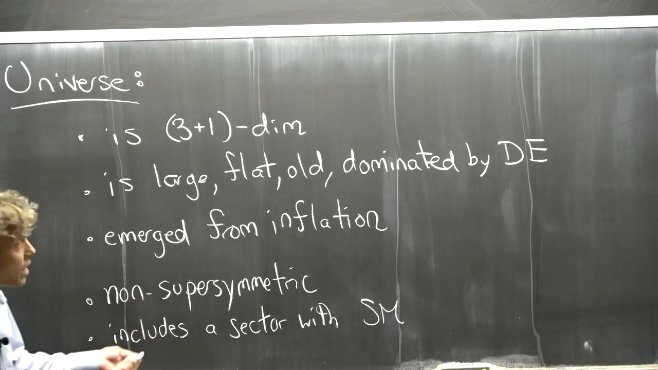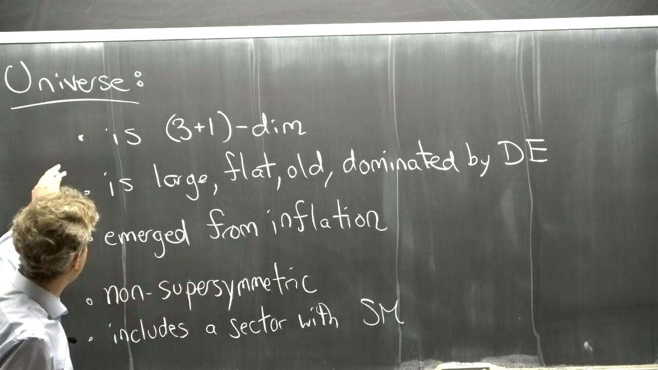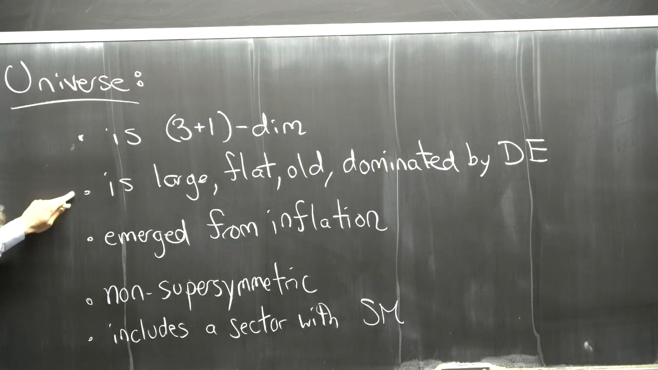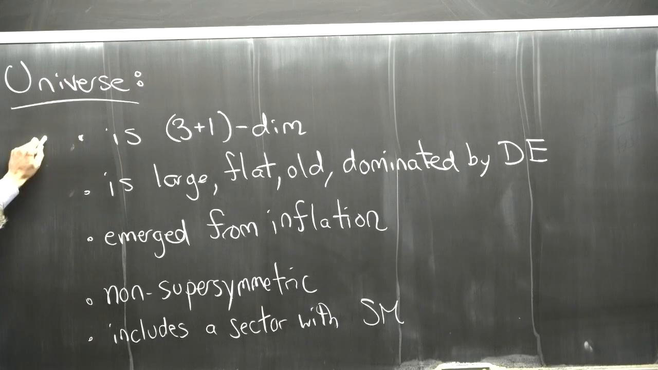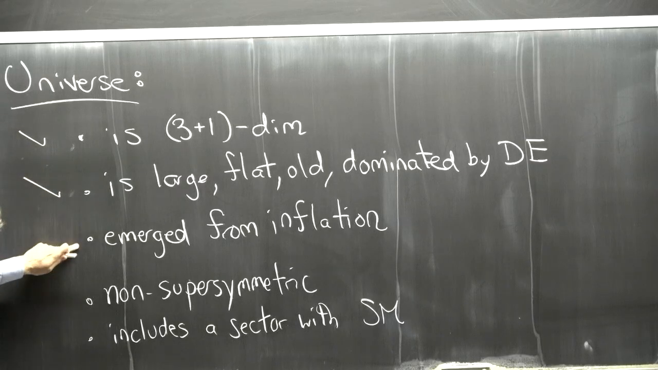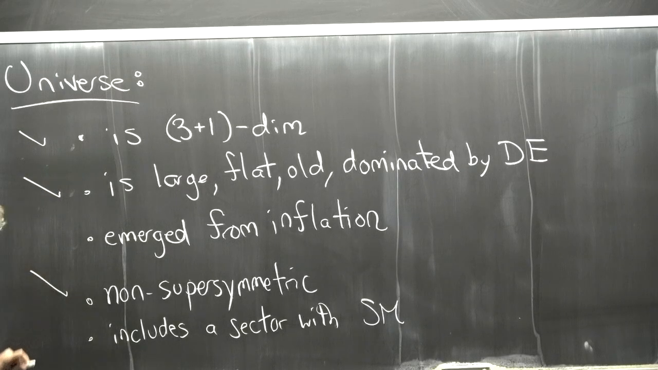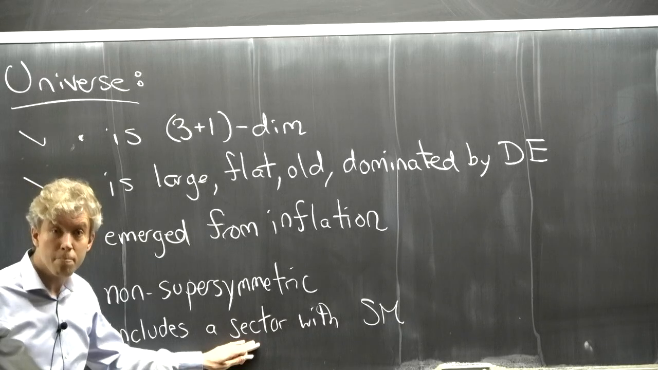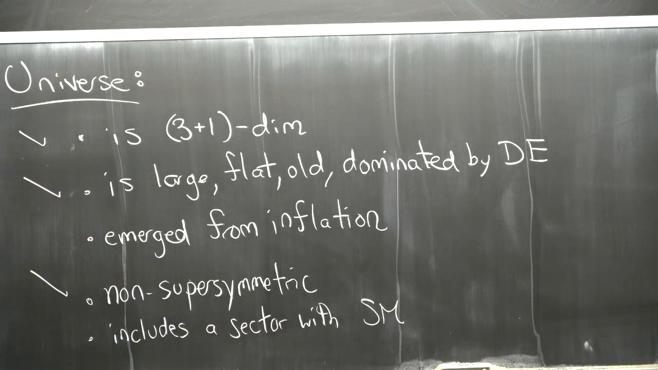Now, in the work that I'll be describing, we're going to find solutions that are 3+1 dimensional, in principle are large and flat and could be old and have dark energy. We're not going to build inflationary models. They will be non-supersymmetric, and I'm not going to build the standard model in these lectures. Okay, so we're just talking about the dark sector. We're talking about the cosmological sector. We're just trying to build a model of de Sitter space, period.